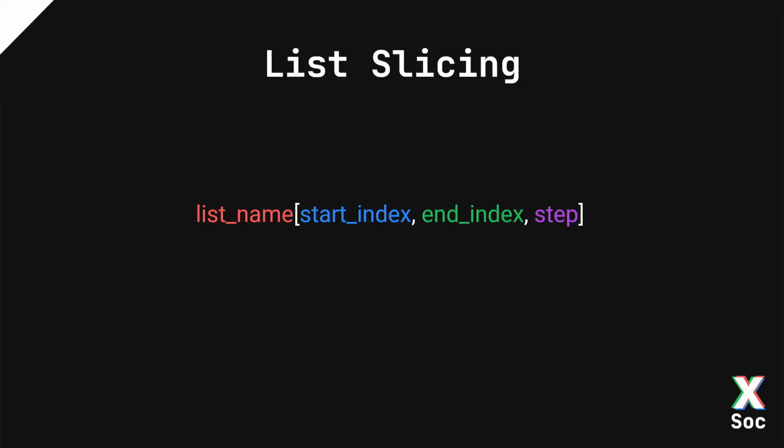So instead of selecting individual elements, you can actually select sections of a list. The syntax is very similar, so you have the square brackets, you provide the start index, the end index, and then you have an optional third parameter, which is a step. If you provide a step, it will take every nth item. So if I provided a step of 2, then it will take an item, skip an item, take an item, skip an item.